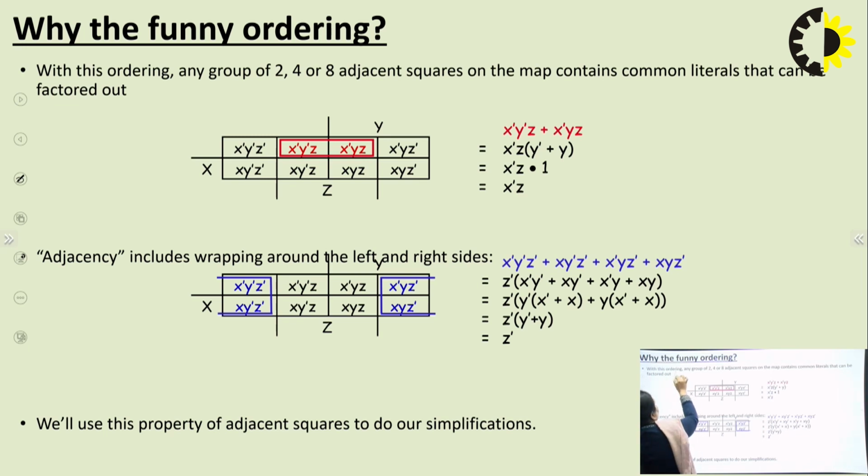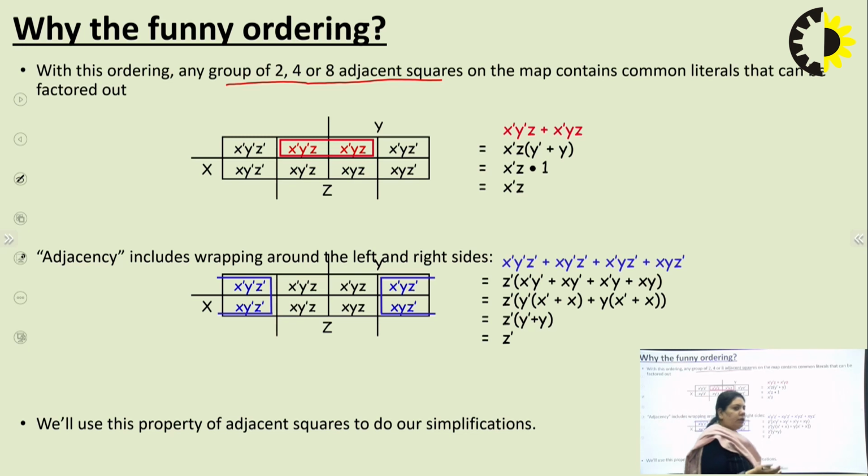So that with this ordering, any group of 2 or 4 adjacent squares, the motive is to make squares of minterms consisting of ones only, so we can get the maximum. We have to search for the square with the most ones in it. First we will search for 8, then 4, then 2. So we will make the adjacent squares on the map taking common literals that can be factored out, so that we can write it as a Boolean expression.